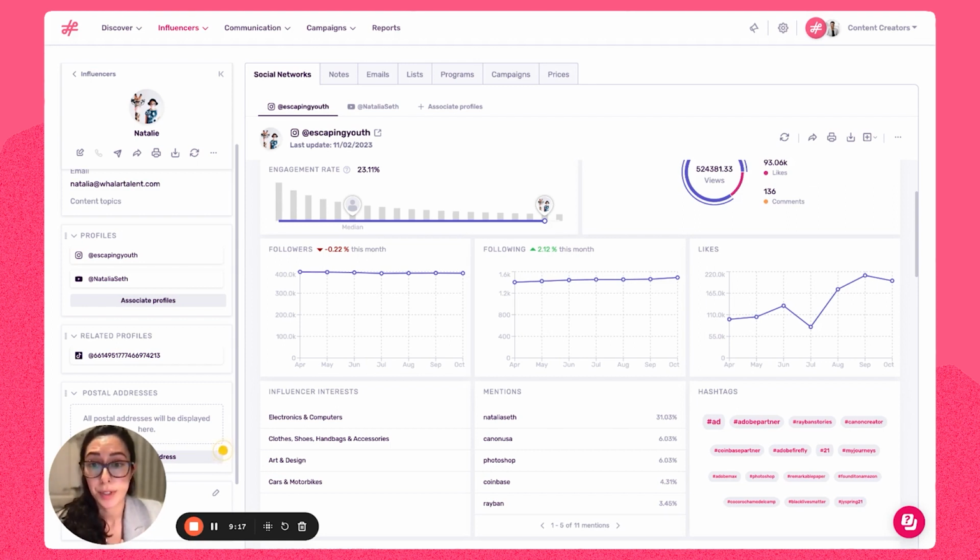If she were to lose a bunch of followers from one day to another, this could indicate that maybe she's done something unpopular and is facing some backlash. This is the number of profiles that this influencer is following.